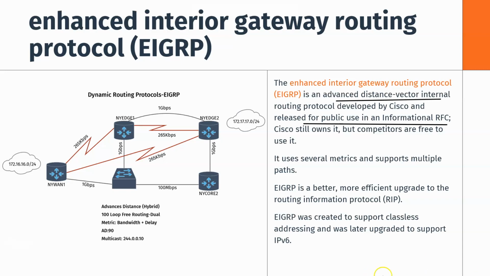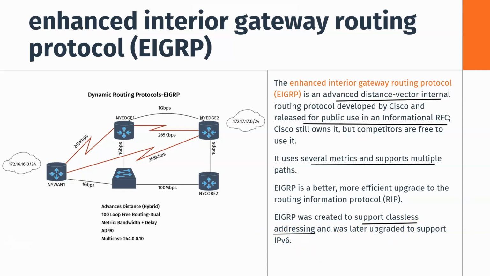So it's still mostly considered a proprietary protocol. It has several metrics and supports multiple paths. EIGRP is a better, more efficient upgrade to RIP, was created to support classless addressing, and was upgraded to IPv6.